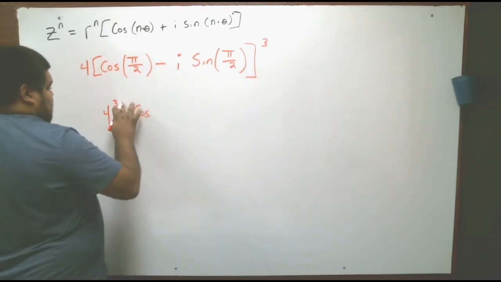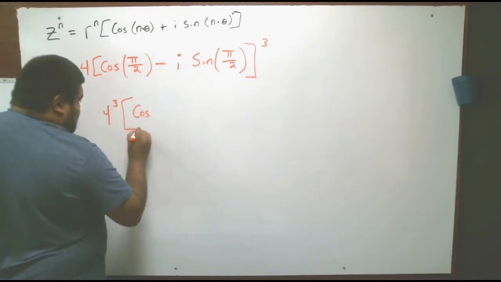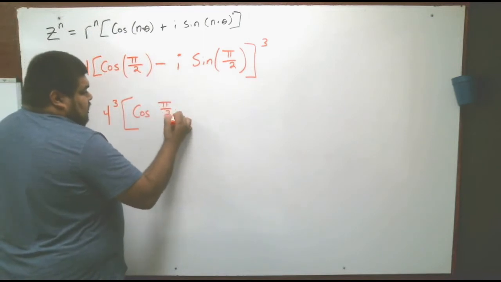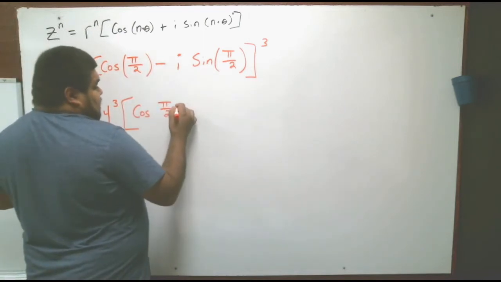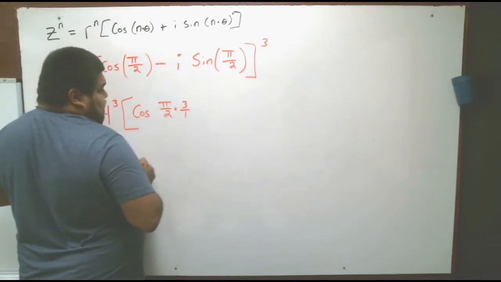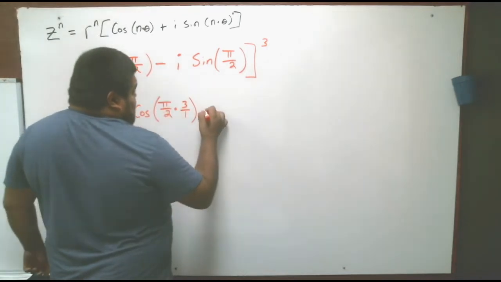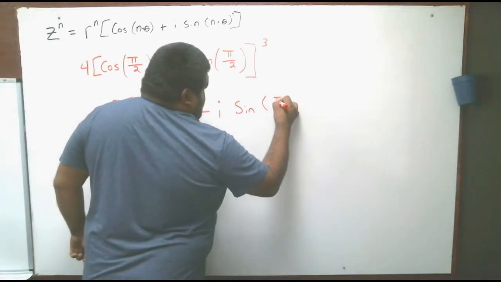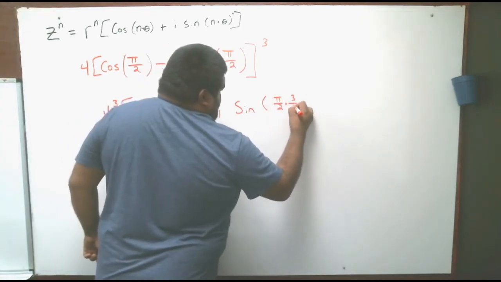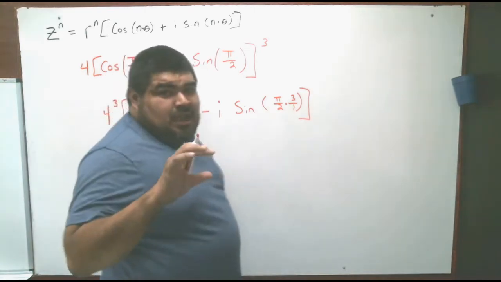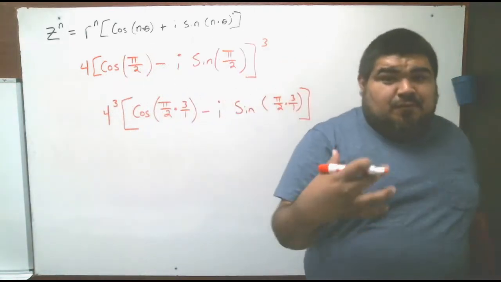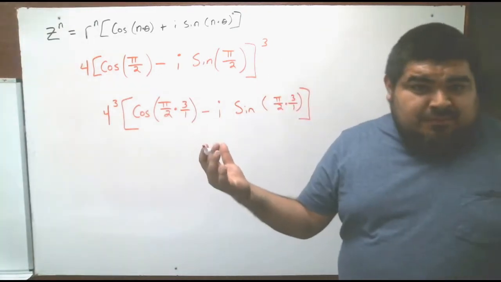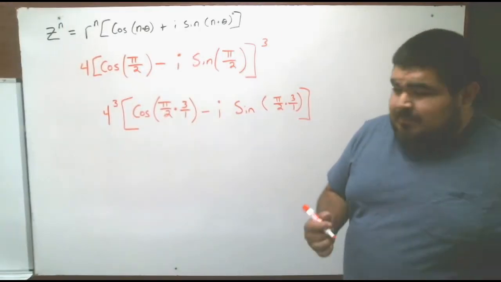cosine of pi over 2 times 3 over 1 minus i sine of pi over 2 times 3 over 1. Okay? I'm going to keep it as pi over 2. You could have converted it to 90 degrees if you wanted to. It's up to you. You can say 90 times 3. Again, there are different ways to do it.